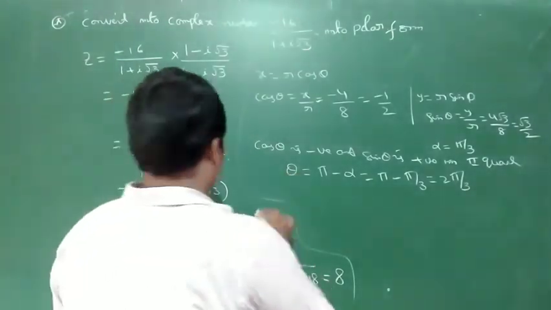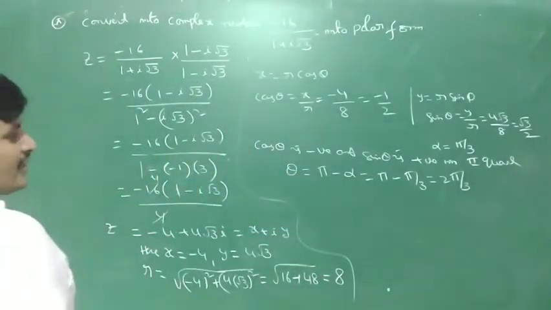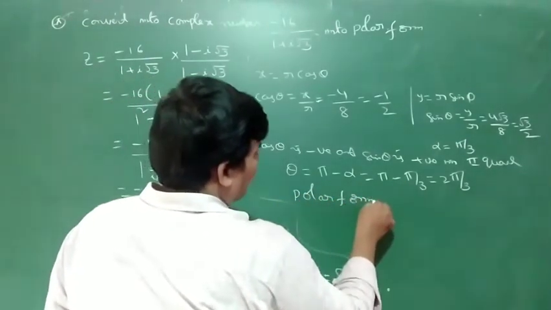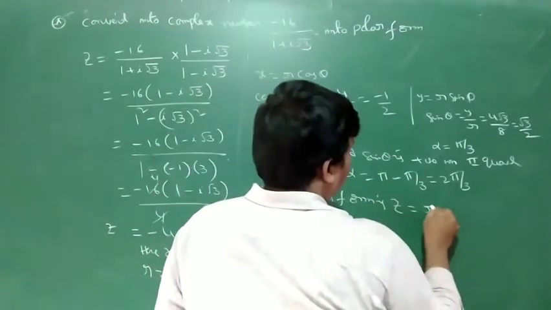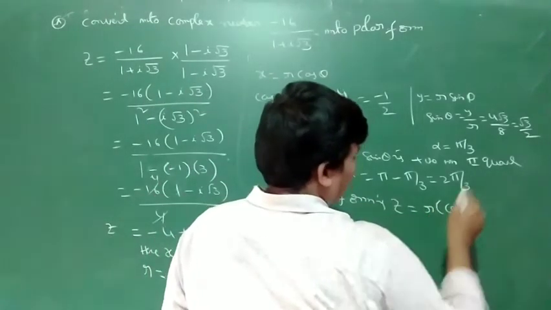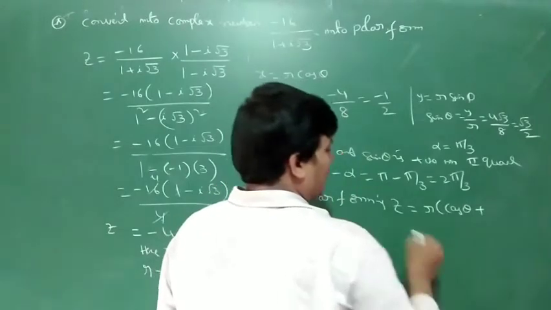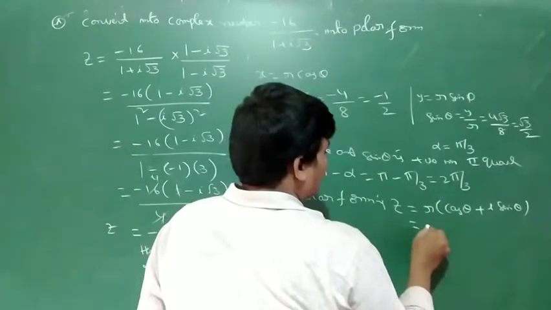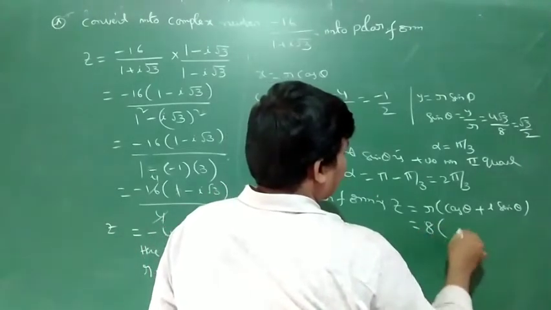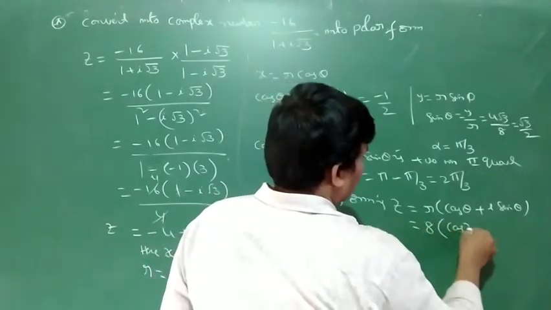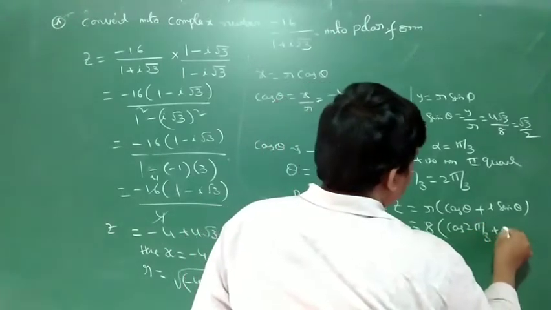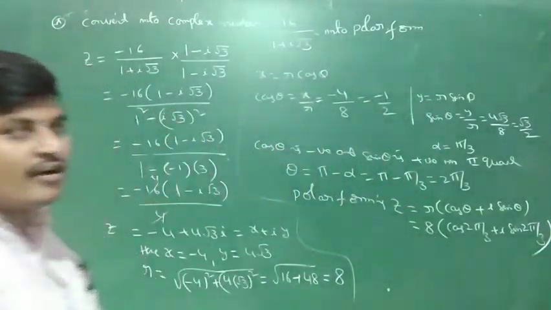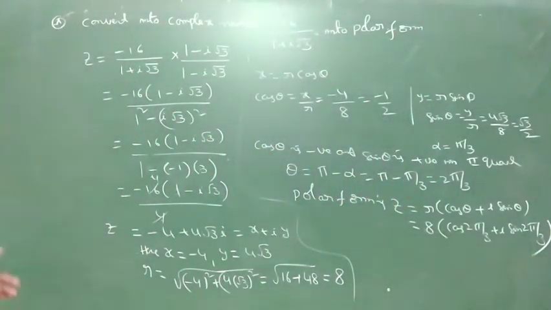So theta is there and r is there. Now the polar form: z is equal to r into cos theta plus i sin theta. We have to write the formula first, compulsory. So r is 8, so z is equal to 8 into cos 2 pi by 3 plus i sin 2 pi by 3. This is the polar form. This is very important.